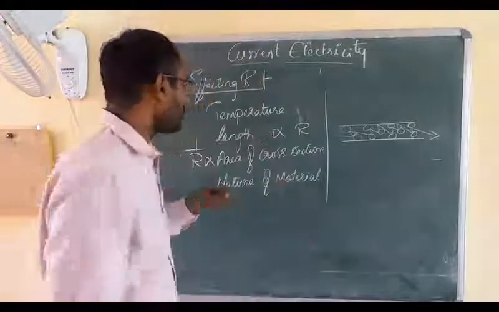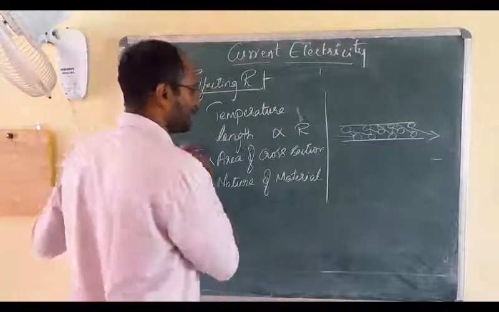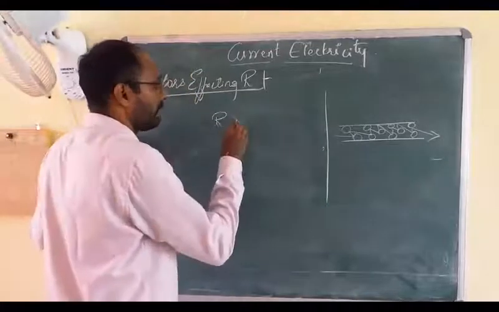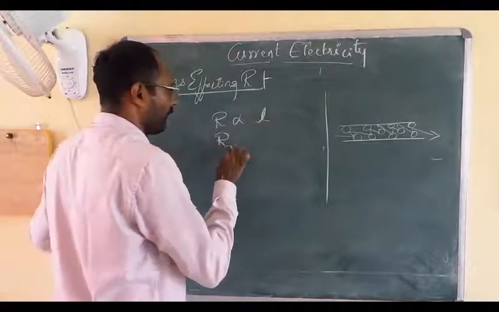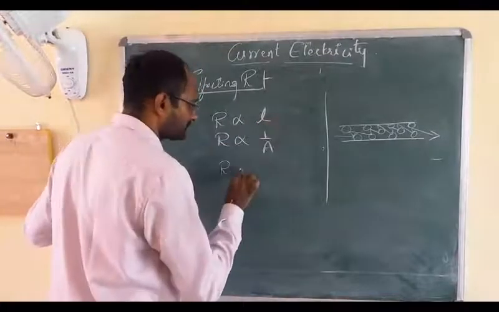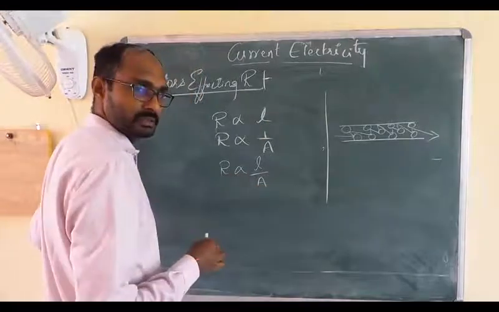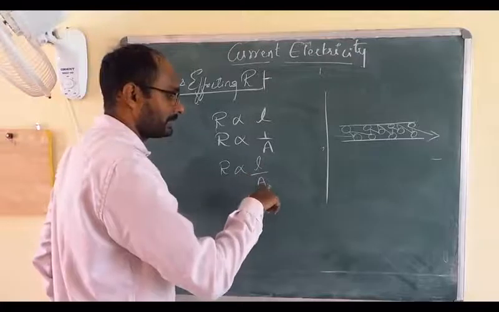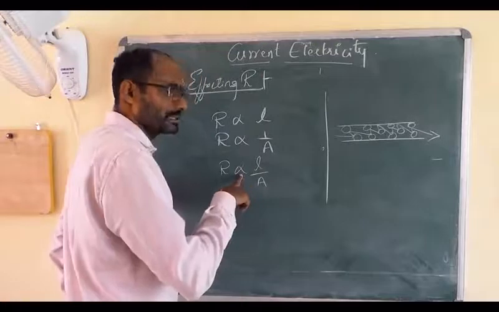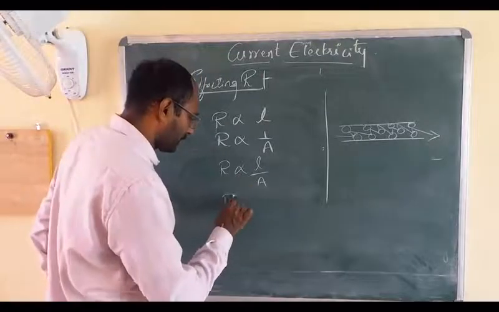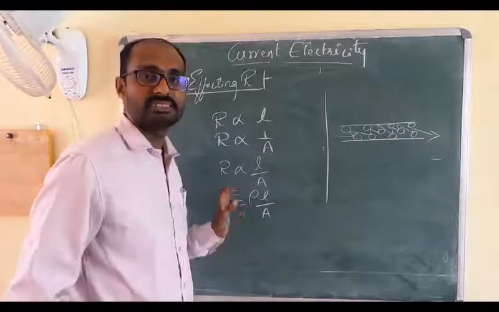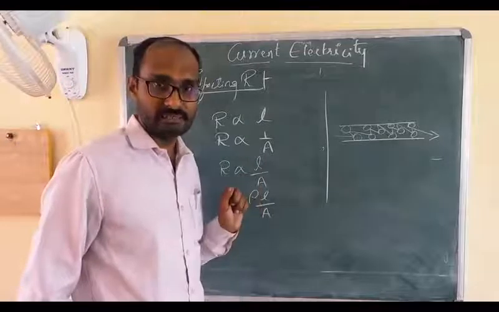Okay, now taking these two into consideration, I can write the equation as R is proportional to L, R is inversely proportional to A. Combining these two relations, I can write R is proportional to L by A. The resistance is directly proportional to the length and inversely proportional to area of cross section. Again, to get rid of this proportionality symbol, I multiply with a constant. R is equal to rho L by A, where rho is the specific resistance or resistivity.